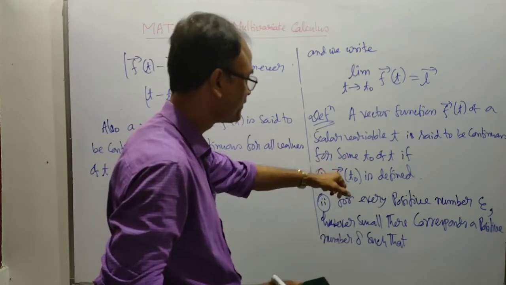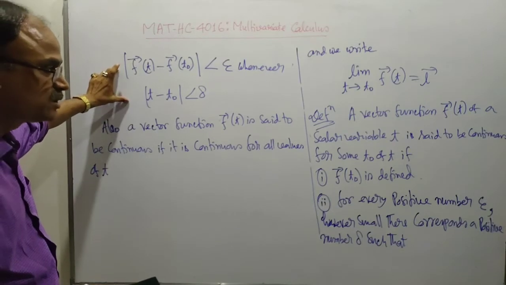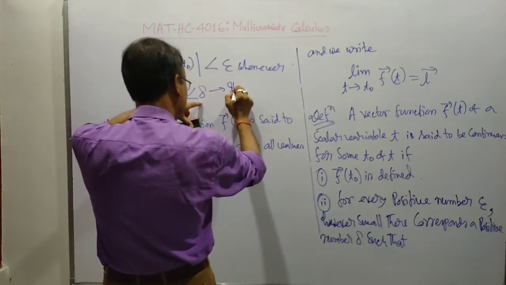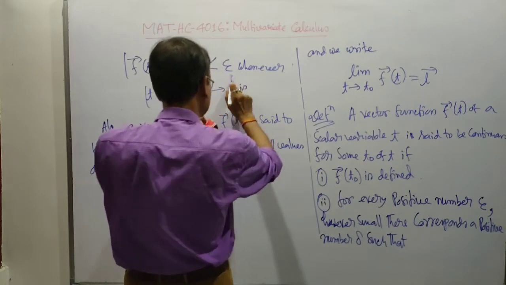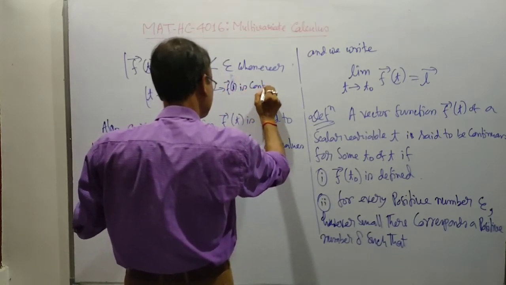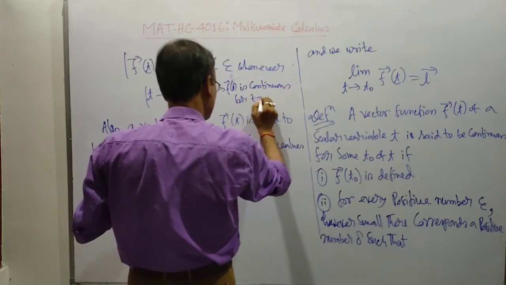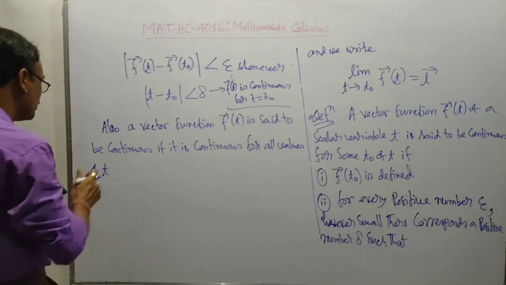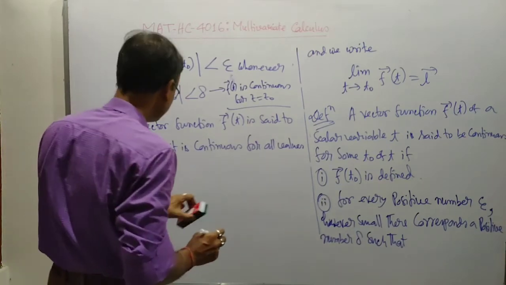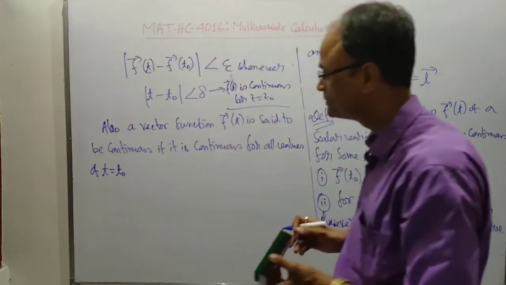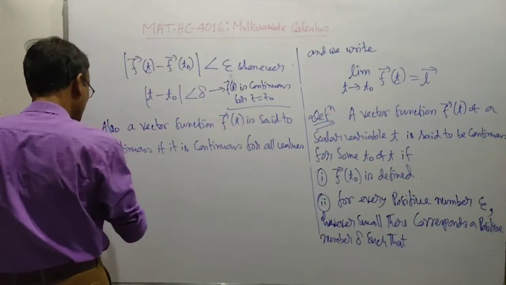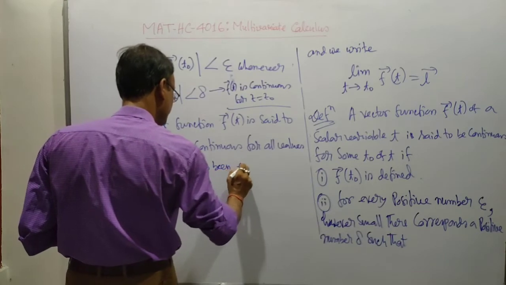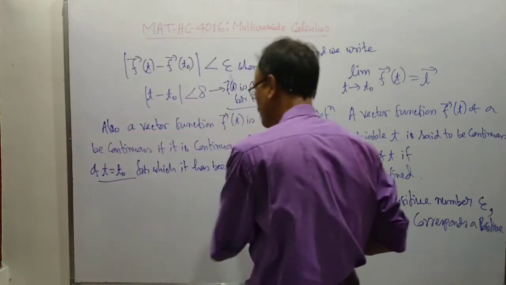For some t naught of t, it is continuous for t equal to t naught, which means F vector(t) is continuous for t equal to t naught. And a vector function is said to be continuous if it is continuous for all values of t equal to t naught for which it has been defined.